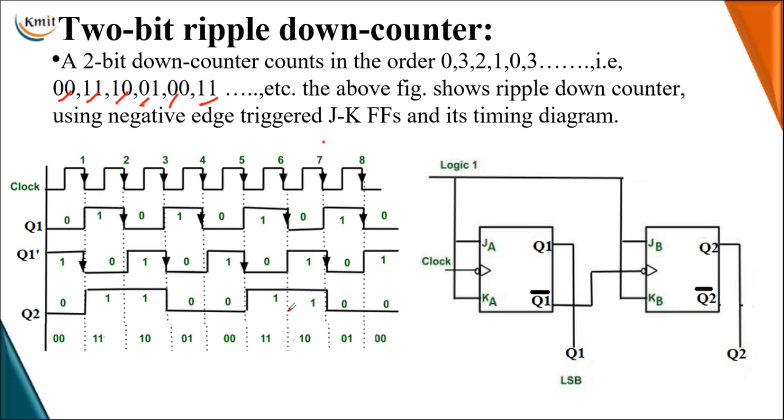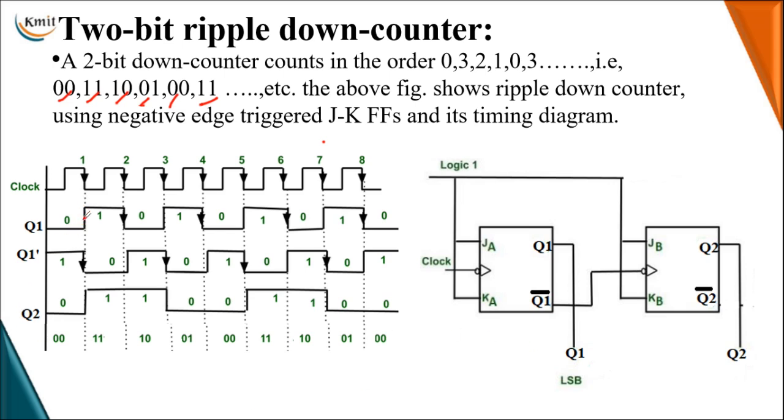Now like the previous up counter, here also we apply logic 1 to J and K, and JB and KB are also applied with logical 1. Instead of connecting Q1 as the clock signal, here we need to connect the complemented least significant bit state as the clock to the second flip-flop.